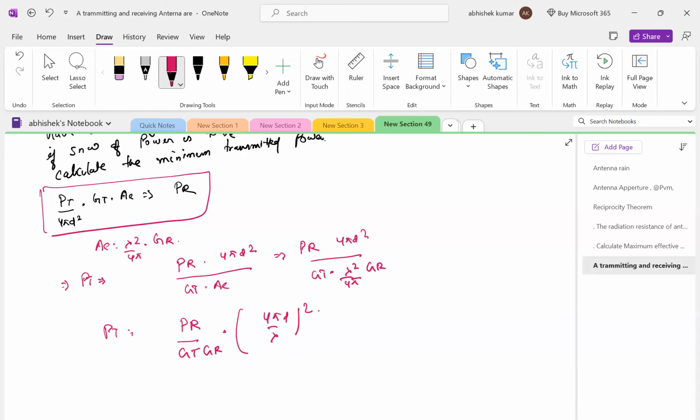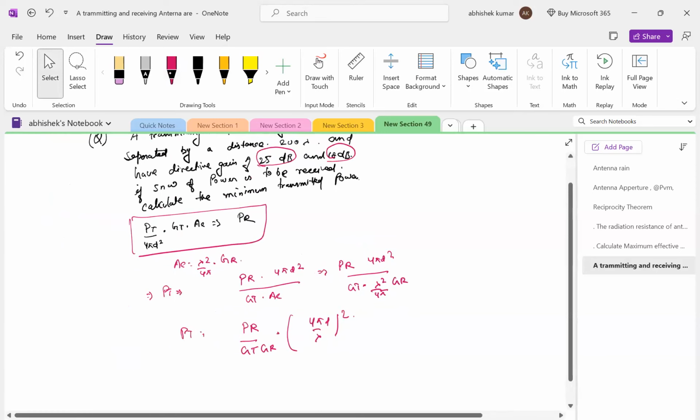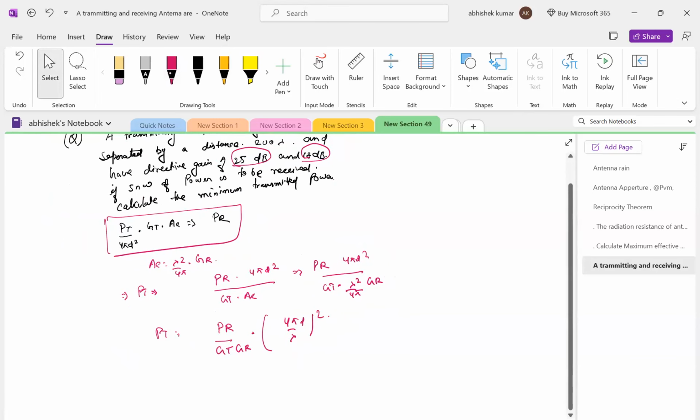Now can you try it? Is PT the minimum transmitted power? Yeah, PT is the transmitted power that is our interest.